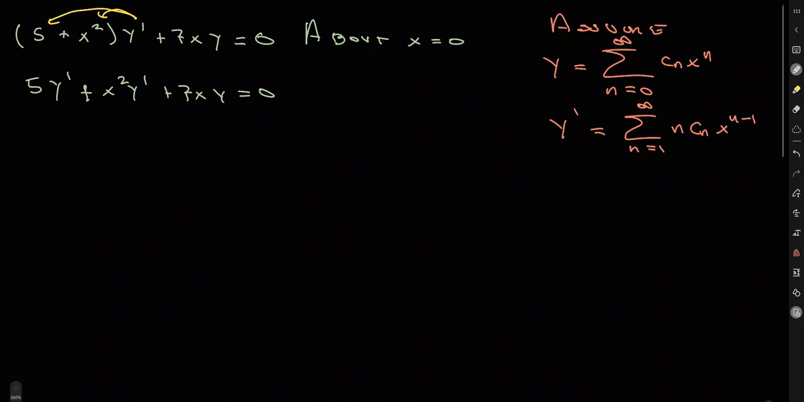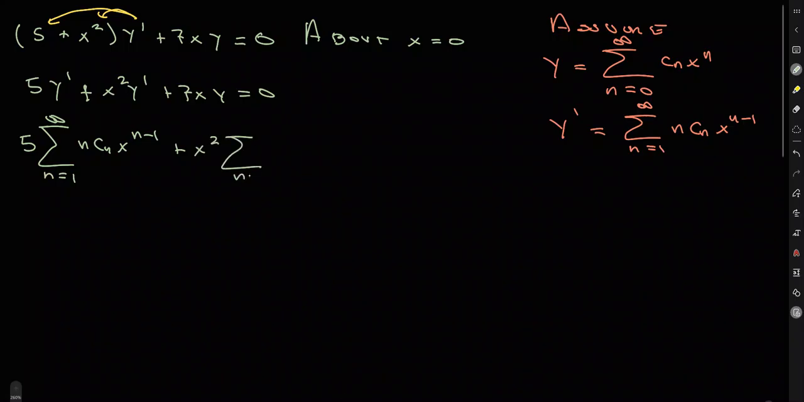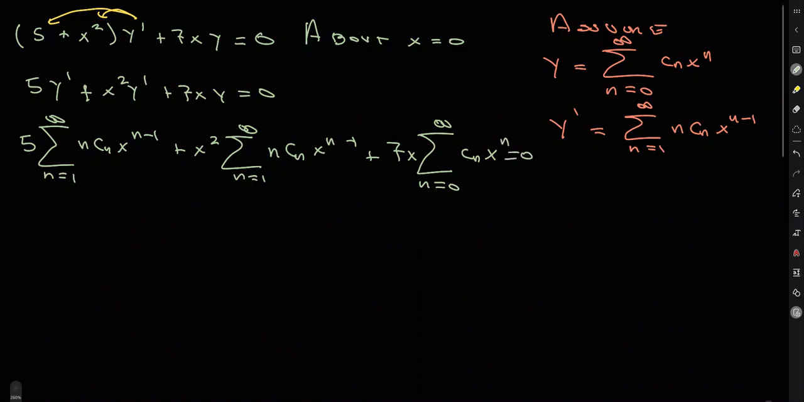That is 5 sigma n equals 1 to infinity of n c sub n x to the n minus 1 plus x squared sigma n equals 1 to infinity of n c sub n x to the n minus 1 plus 7x sigma n equals 0 to infinity of c sub n x to the n, and let that be equal to 0.